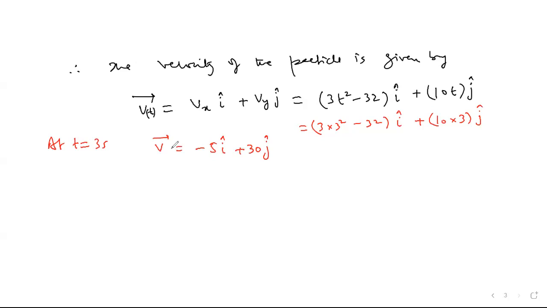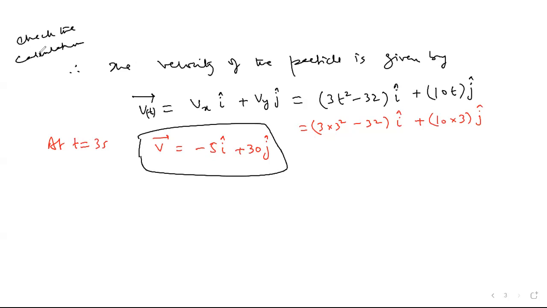Minus 5i plus 30j. So this is our second answer. You can, as always, check the calculations at home. You can see this, 3 times 9 is 27, 27 minus 32 is minus 5. And 10 times 3 is 30. So it's obvious, it's minus 5i plus 30j.